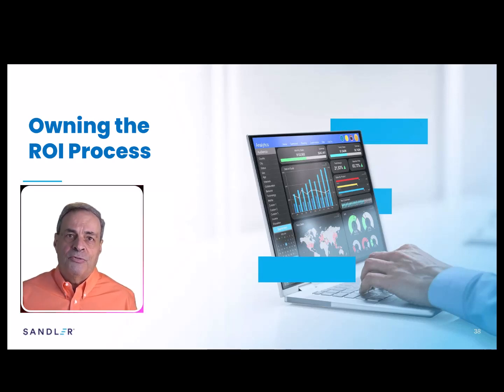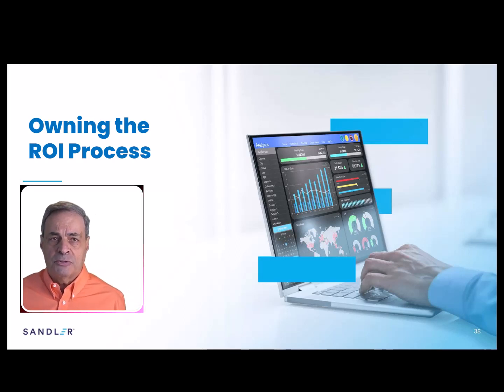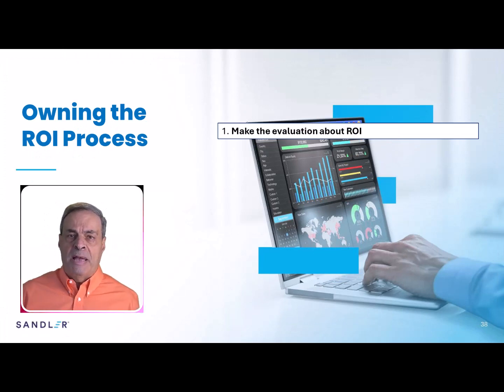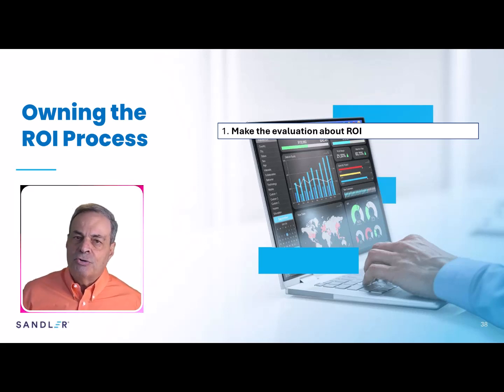Let me take you through 5 simple steps to make an ROI an integral part of your sales process. Point number 1, make the evaluation about ROI and not so much a technical evaluation. Remember, your real value to the prospect as a salesperson is not your knowledge of your product or solution. Look, that's secondary. Your real value is your knowledge of today's sales process and what that prospect will need to be able to do in order to acquire your solution or any other.